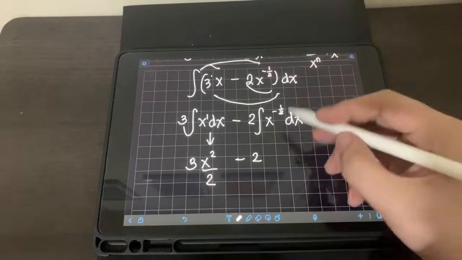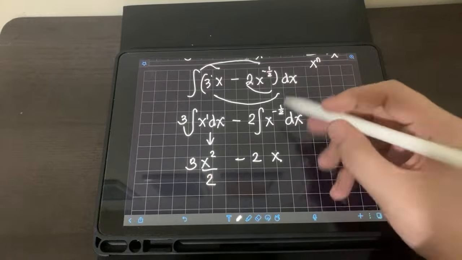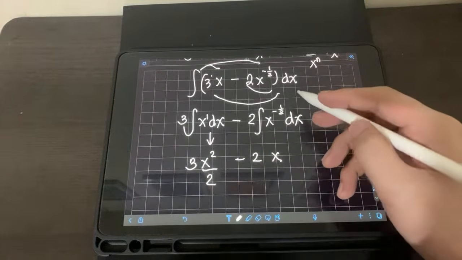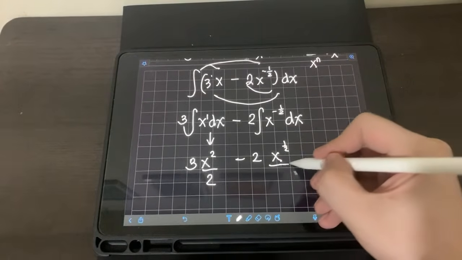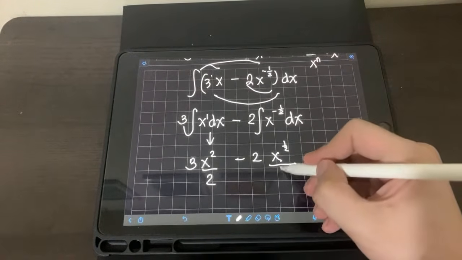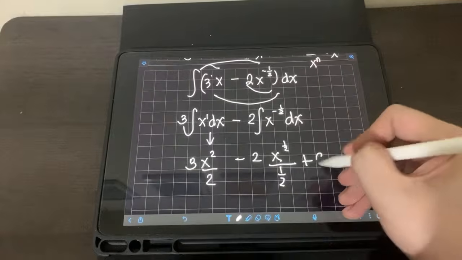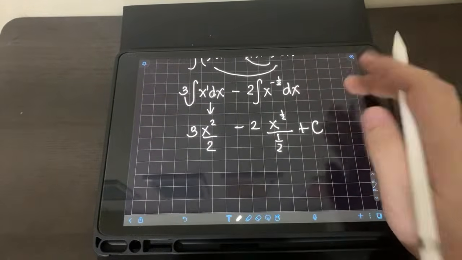Or, let's evaluate now. So, it will be x raised to what? So, negative 1/2 plus 1, positive 1/2, right? Divided by negative 1/2 plus 1, also 1/2. Plus c. Okay, and then simplify.